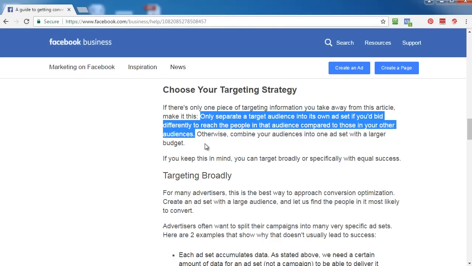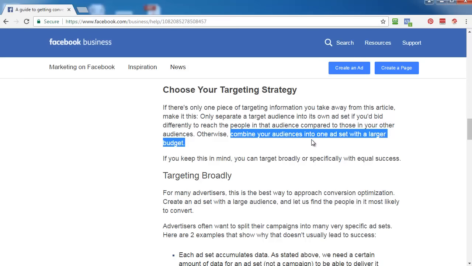Okay, so you know how we all do the splitting the interest all the time? And then we have tiny budgets going to those split ad sets, and then we wonder why it never works. Well, I think they're kind of telling us right here that they don't really like that. So they're saying combine them into one ad set with the larger budget. Okay, combine your audiences into one ad set with the larger budget. This is Facebook telling us this.